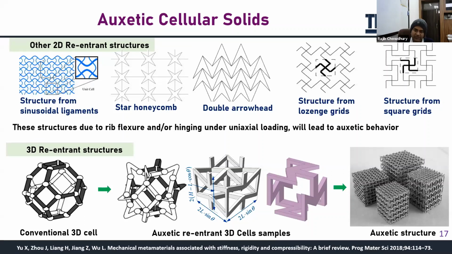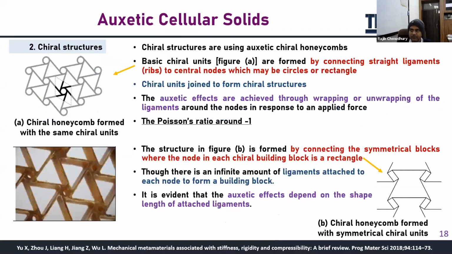So these auxetic structures are, in a practical sense, being started to be used. I'll come at the end to how it is utilized in seismic wave absorption or seismic metamaterials. Okay, the second subclass is called the chiral structure.